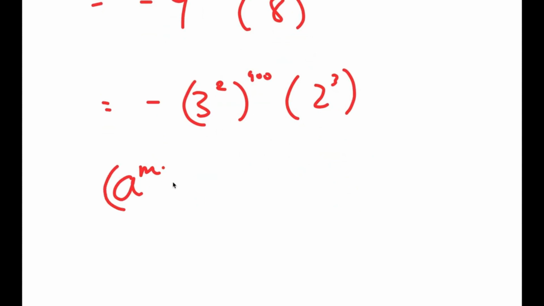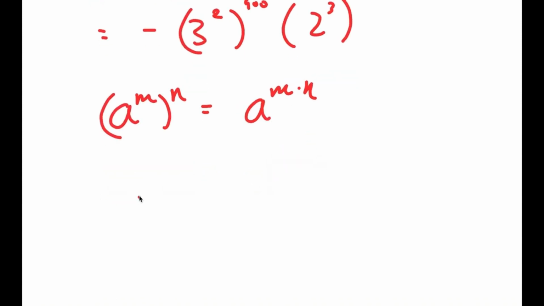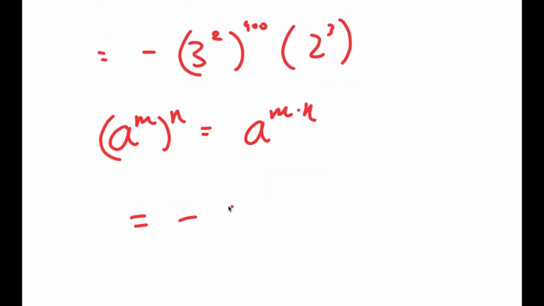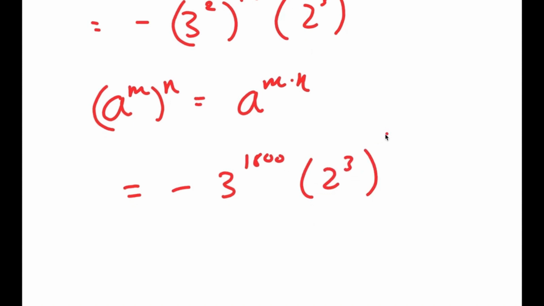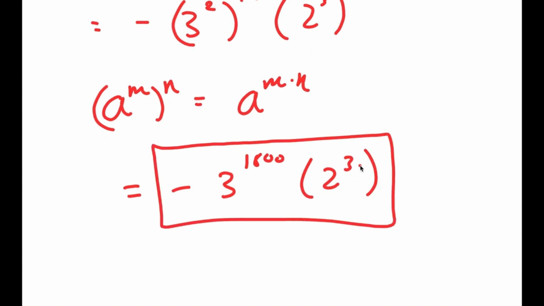So I'm going to use a quick exponential property that states that a to the power of m to the power of n is equal to a to the power of m times n on 3 to the power of 2 to the power of 900. So I get negative 3 to the power of 1800 times 2 to the power of 3. So this is my final solution to this equation.